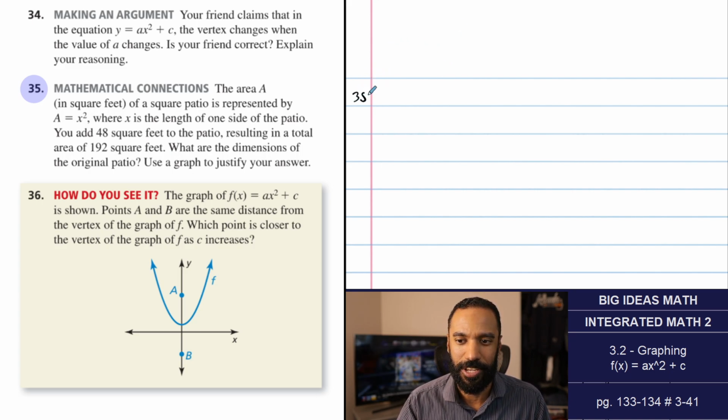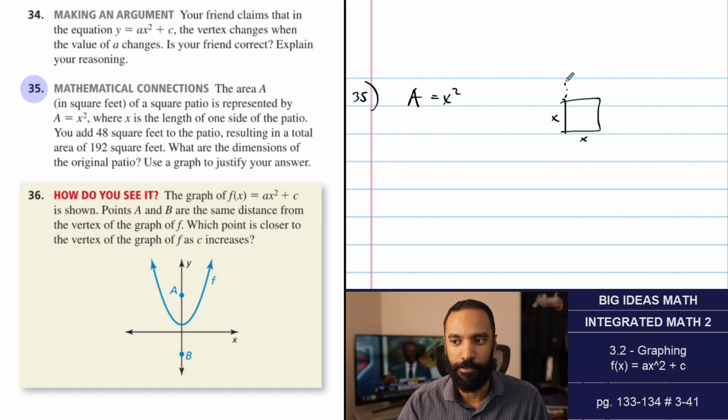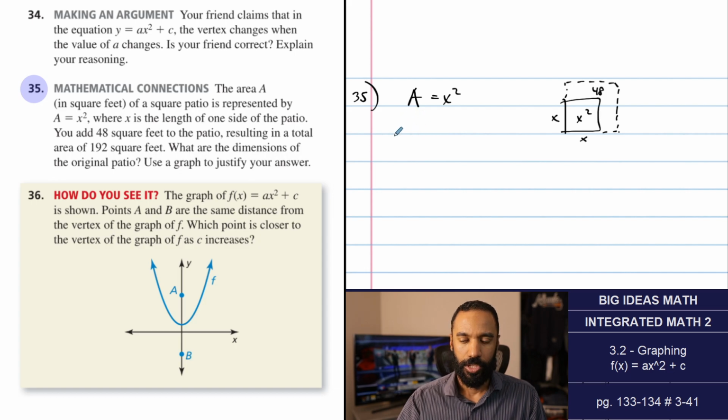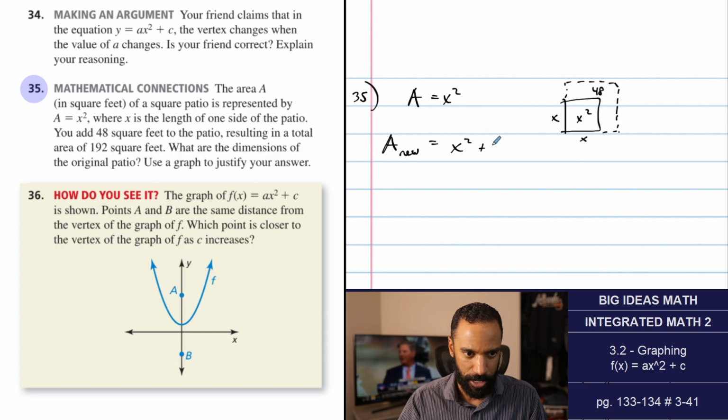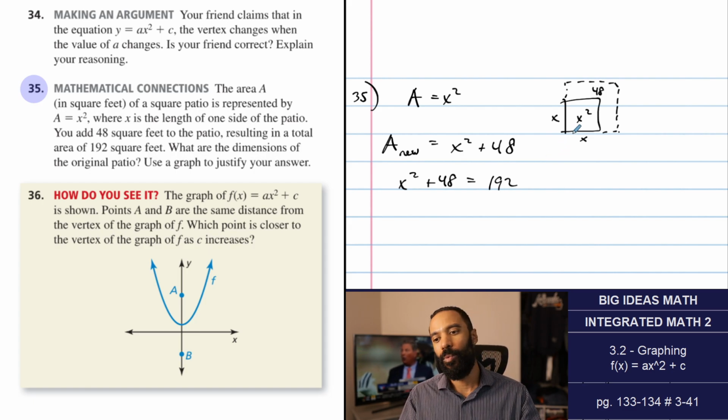I was going to say, can I just do this algebraically? So I have A equals x squared as a patio. Now this patio is about to be expanded 48 square feet. That doesn't mean 48 feet in total. That means that this is 48 square feet and here's an x squared. So your new patio is x squared plus an additional 48. The total of this patio's area is 192 square feet.